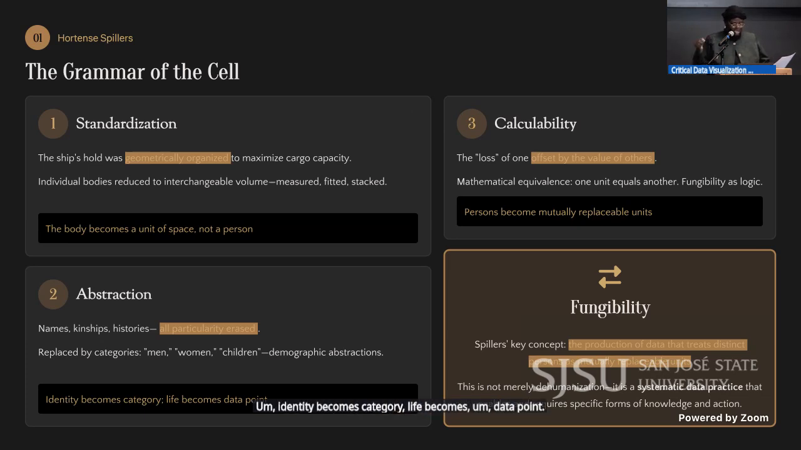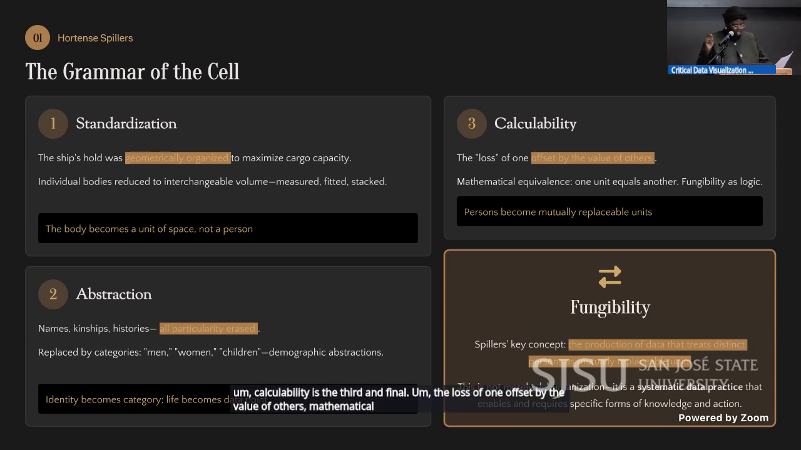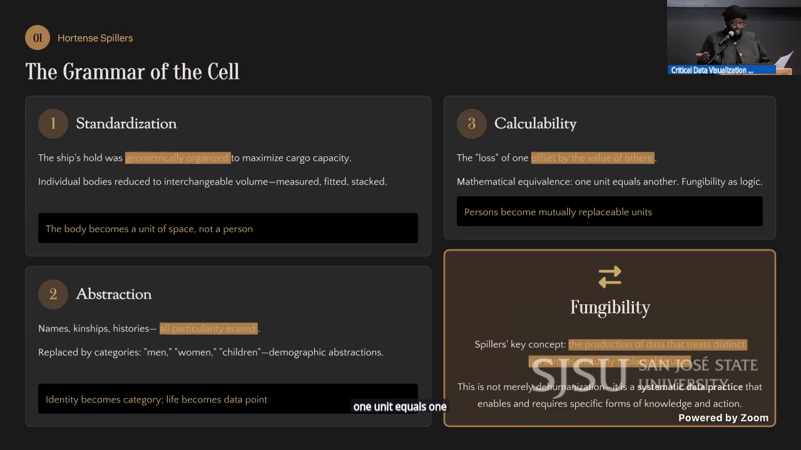The ledger could not record that this unit was a Yoruba speaker who had left a child behind. It required abstraction. Calculability is the third and final. The loss of one offset by the value of others, mathematical equivalence, one unit equals another. This is fungibility, Spillers' key concept here: the production of data that treats distinct persons as mutually replaceable units.